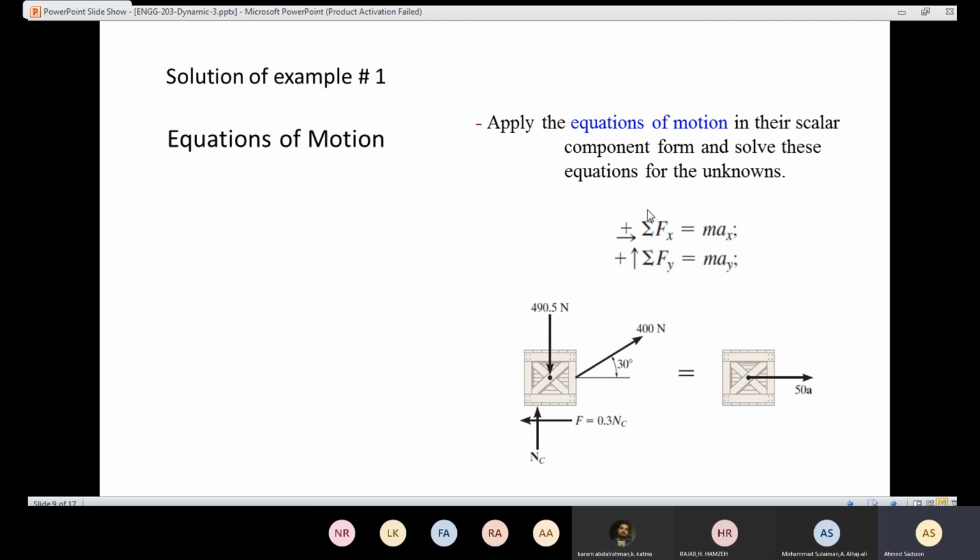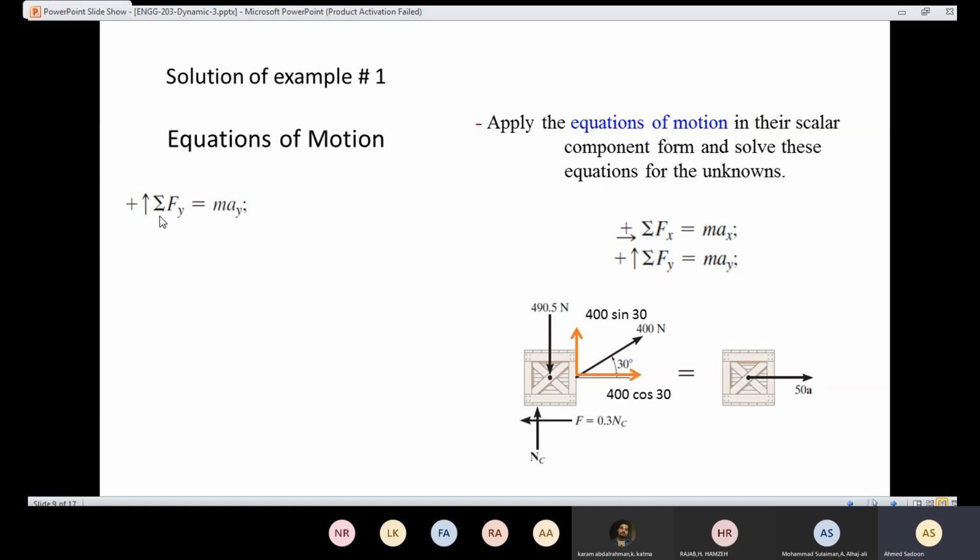In this equation, the summation of the forces in x direction should equal max. And the other one, the summation of the forces in y-axis should equal may. Like I said, since I don't have any movement in y, that means ay is going to be 0. So the particle is in equilibrium in the y-axis, but I have movement in the x-axis. So this force needs to decompose into x and into y. In x, it's going to be 400 cosine 30, and in y, 400 sine 30. Now I can use those equations.